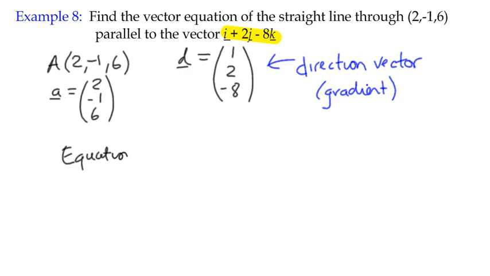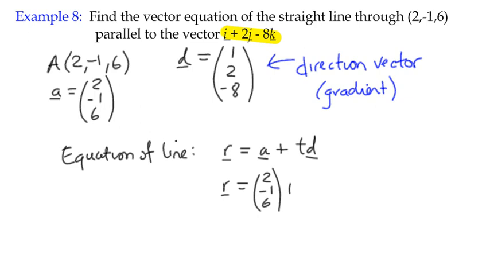I can say the equation of the line is represented by the form r equals a plus some parameter t times d. And we've got information that we can put into it if we need to. So r is equal to (2, -1, 6) plus t times (1, 2, -8). And that's it. That's the equation of the line in vector form.